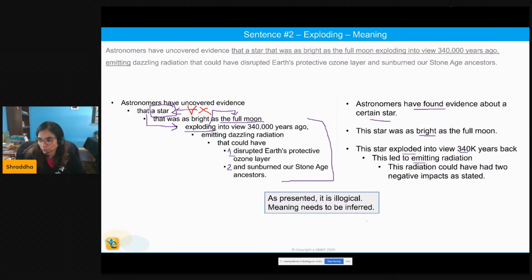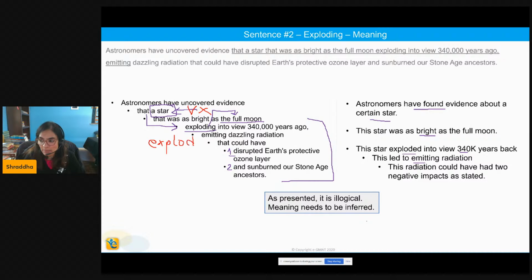I tell myself that, okay, star doesn't have a verb, and exploding should not be talking about the full moon, right? Because there is no comma here. This verb-ing modifier is written straight after the full moon. So, how can I correct all this error? If I change exploding into the verb exploded, then my sentence will become absolutely correct.